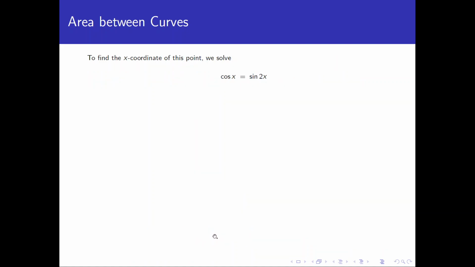So let's see if we can find it. Set the two curves equal to each other. We know an identity for sine of 2x. That's 2 sine x cosine x. So rewrite that as an identity and put everything on one side so that we can factor out a cosine. And then set each piece equal to 0. We get cosine of x as 0, or solving for sine of x, we get sine x as a half.